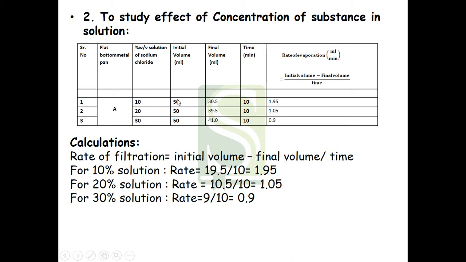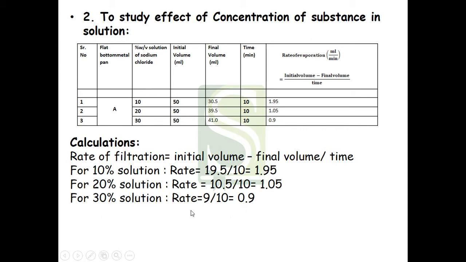So for the 10% weight by volume solution, 50 minus 30.5 gives 19.5, divided by 10 minutes, so it gives 1.95. That value we have put in this column. Then for the 20% solution, 50 minus 39.5 gives 10.5, so 10.5 divided by 10 gives 1.05. This value we have put here.